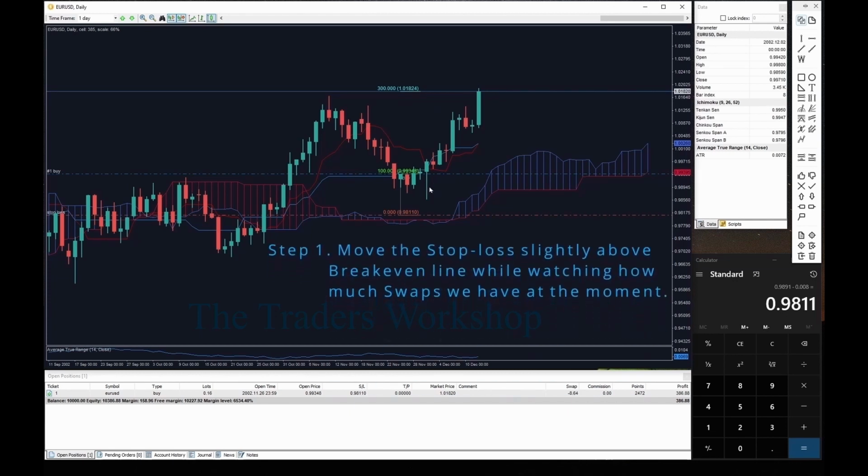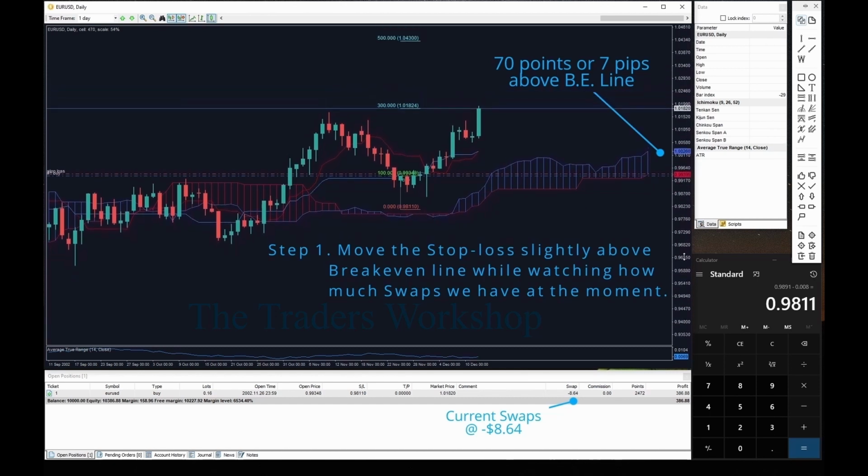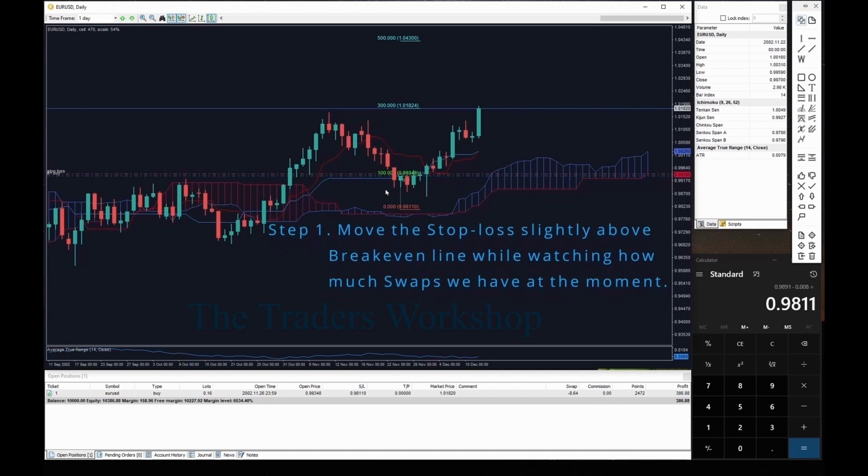Step 1. Move our stop-loss slightly above break-even, while watching how many swaps we currently have. As you can see, we now have -$8.64 of swaps, so we'll give it at least 70 points above our open price to pay for that.